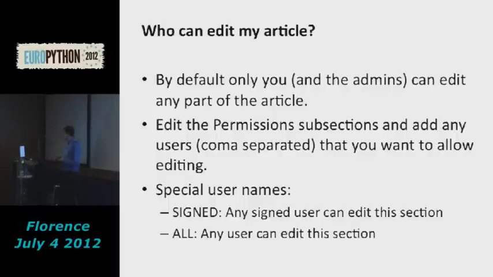So, who can edit my article? As I said before, it's you and only you and the admins who can edit any part of the article. And there is a permission section at the bottom where you can write, comma separated, the usernames of the people that you want to edit your article. There are some special words: signed, if you want only signed-in users to edit, or all, if you want anyone to edit it. So I think it would be nice to put this signed value in order to get more of the crowdsource value.